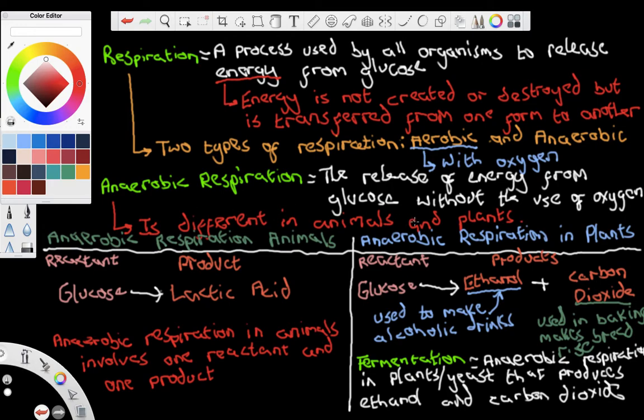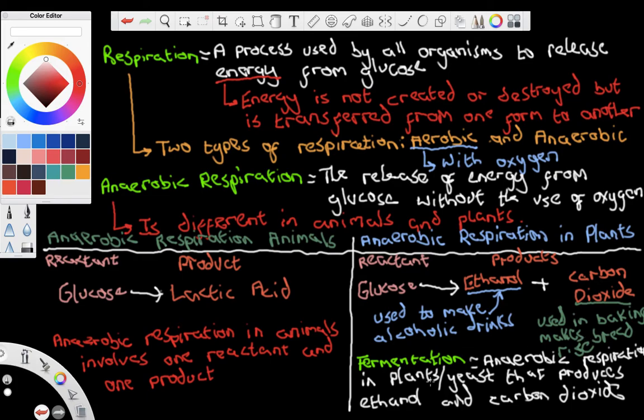It's different in animals and plants. In animals, we have one reactant, glucose, producing one product, lactic acid. This lactic acid becomes very problematic and your body has to get rid of it. We'll talk about that more next lesson. Anaerobic respiration in animals involves one reactant and one product. In plants, we have glucose, the one reactant, being broken down into ethanol and carbon dioxide. The ethanol can be used to make alcoholic drinks, it can be used in brewing, whereas the carbon dioxide can be used in baking to make bread rise.